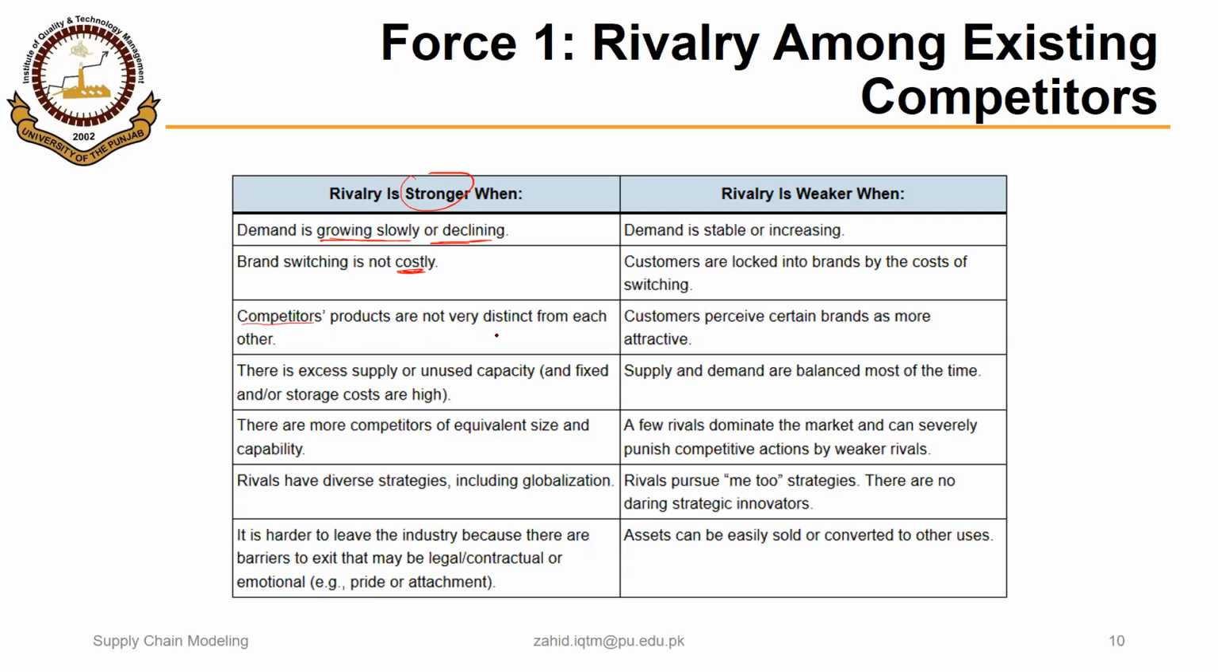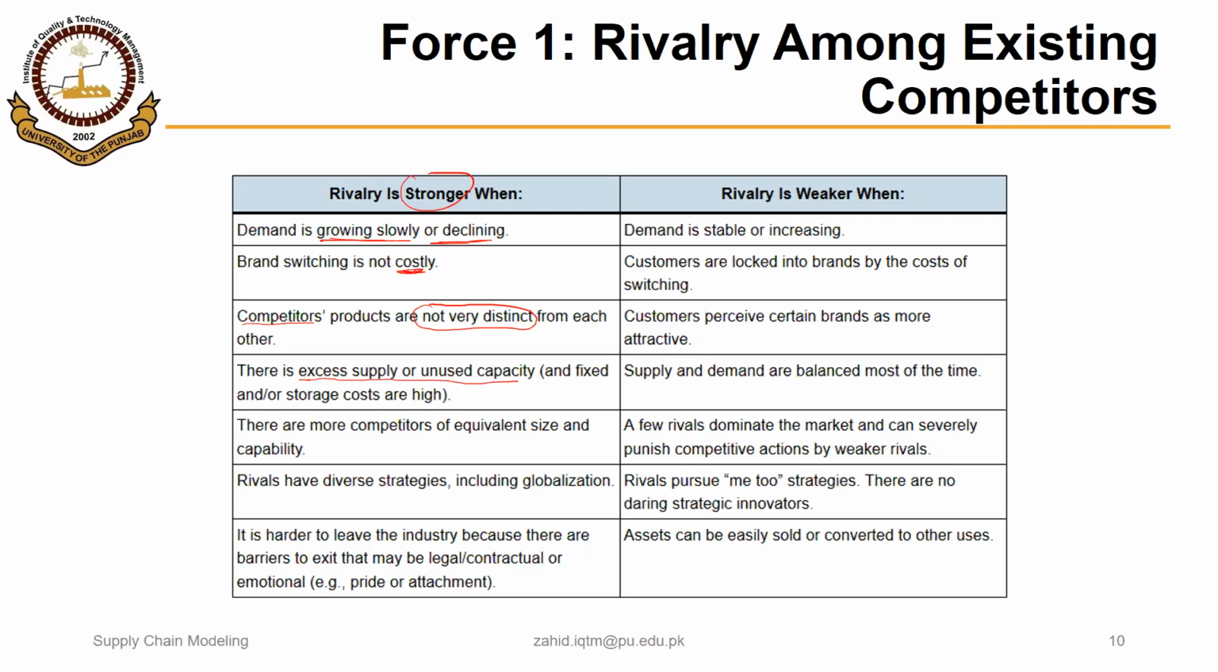So all competitors are providing a kind of similar product. So there is a lot of choice that the customer has in this case. So competition will be strong. There is excess supply or unused capacity, and fixed and or storage costs are high. So again, here you can see that there is excess supply or unused capacity and demand is less. So competition will be strong.